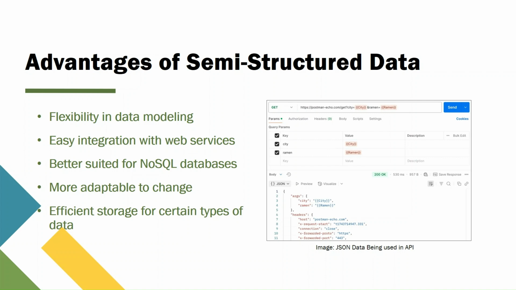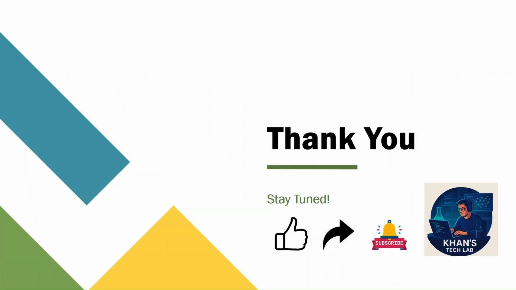As you can see here in the image, this is a screenshot of a Postman application where we are just calling an API, and as you can see here, the body is with the JSON data. So we are trying to ask some information with the help of API, and we are getting the response in the form of JSON. So these are a few things about semi-structured data.